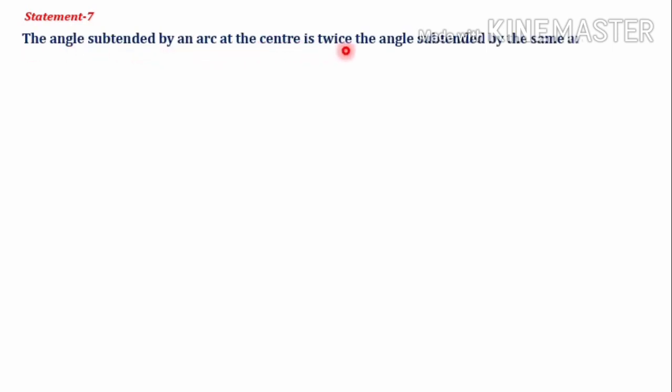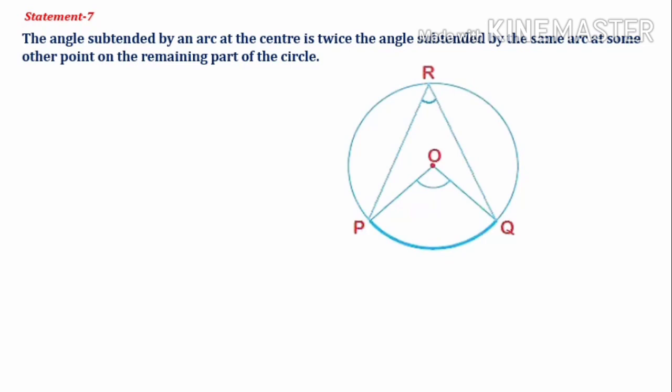Next we shall discuss another important result, that is statement number 7. The angle subtended by an arc at the center is twice the angle subtended by the same arc at some other point on the remaining part of the circle. So when you read this statement you may feel it is very difficult, but through a diagram it will be easy for you. So here there is an arc which is darkened here, PQ, arc PQ.